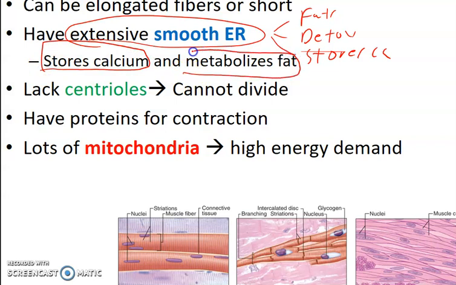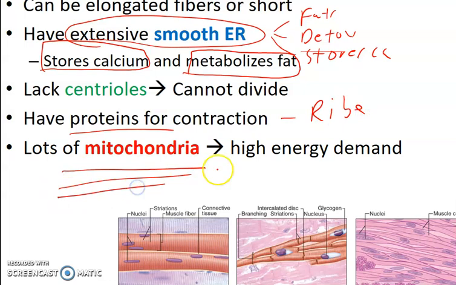And your skeletal muscle is actually lazy. When you're not active, it's using fat for energy. Now, it lacks centrioles. So you hurt your muscle, can the muscle divide just to repair itself? No. They have proteins for contraction, so ribosomes. And lots of mitochondria because they have a high energy demand.